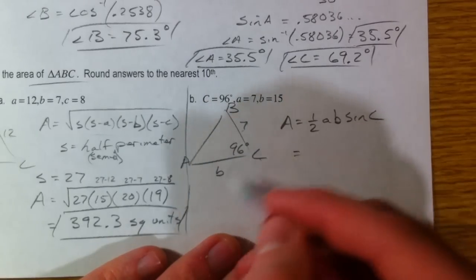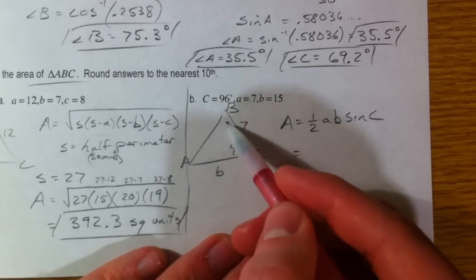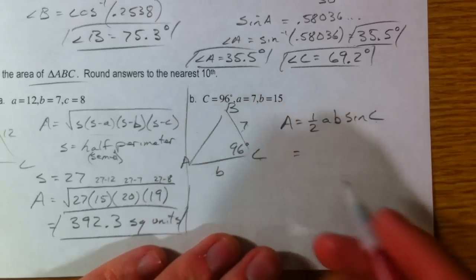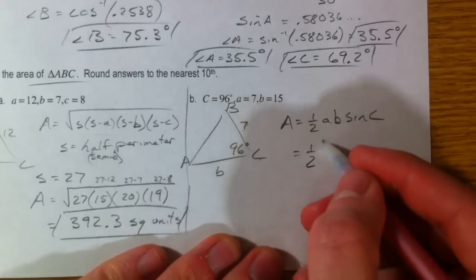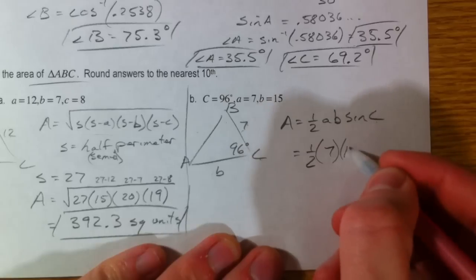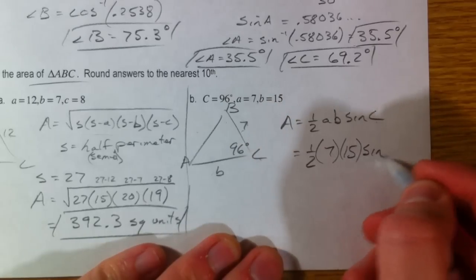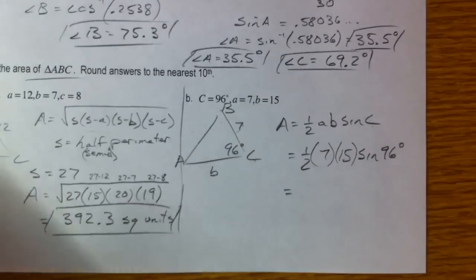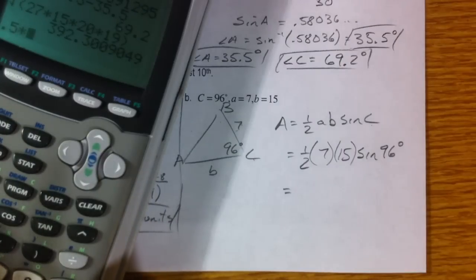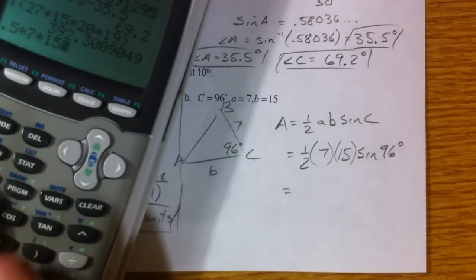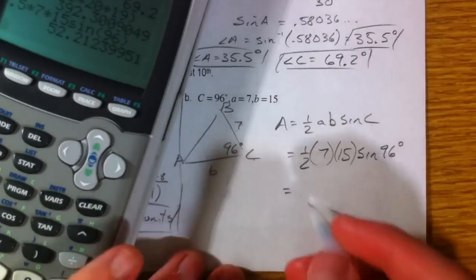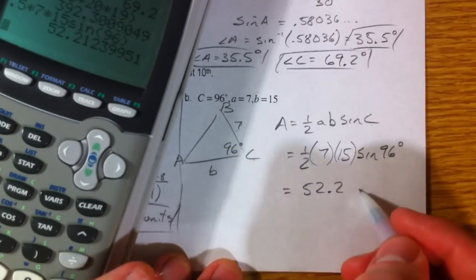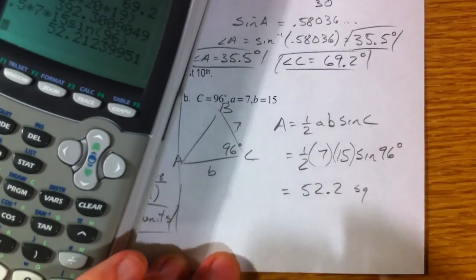But it's always the included angle. C is always in between side A and B, and so if we had angle B, it would be in between side C and A. You always want to see this side angle side situation. So 1/2, 7 times 15 times the sine of the angle 96 degrees. So 1/2 times 7 times 15 times the sine of 96 is 52.2 square units.